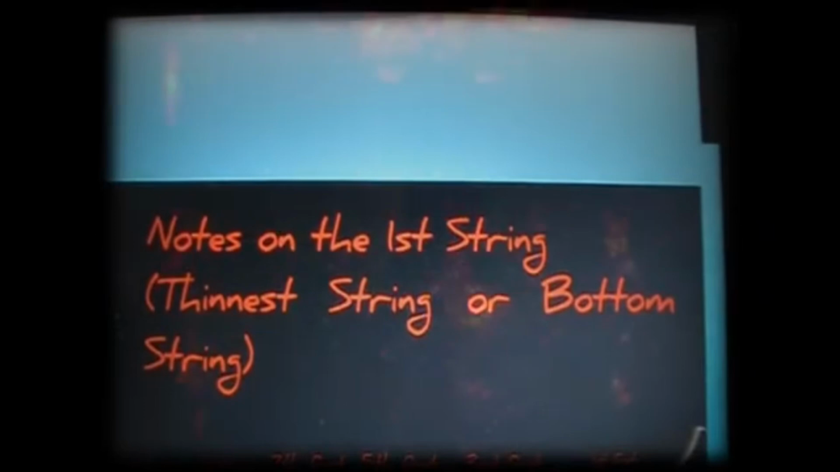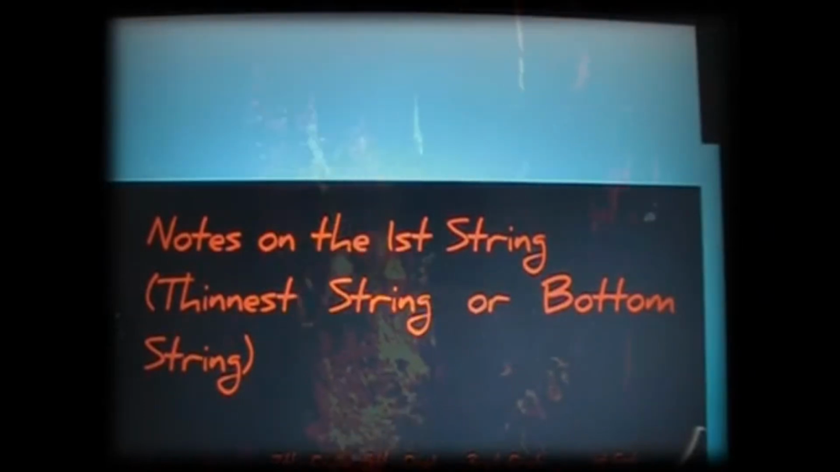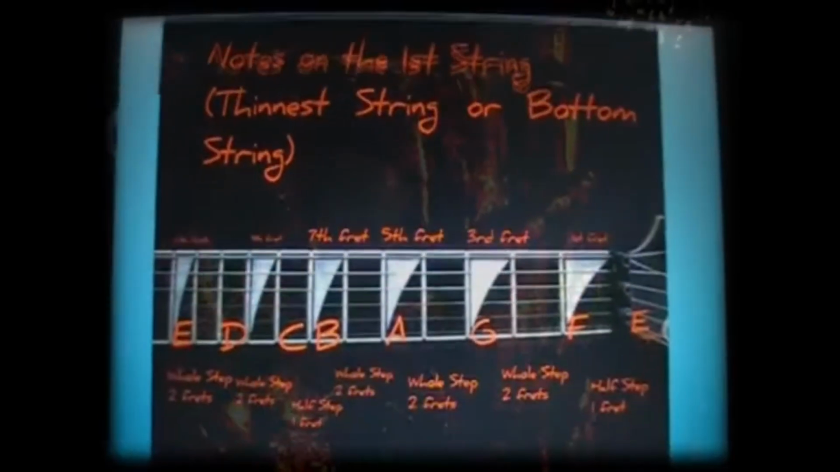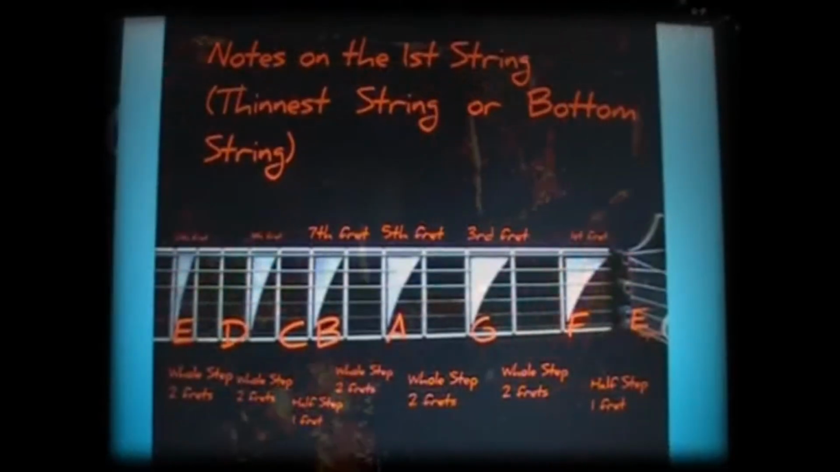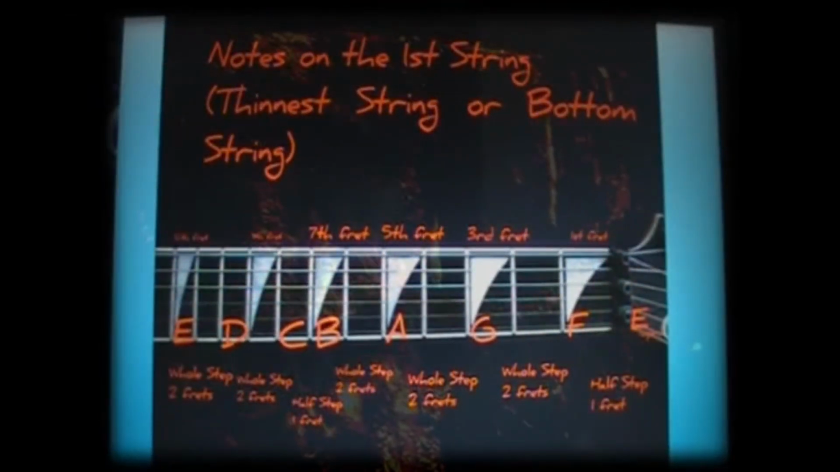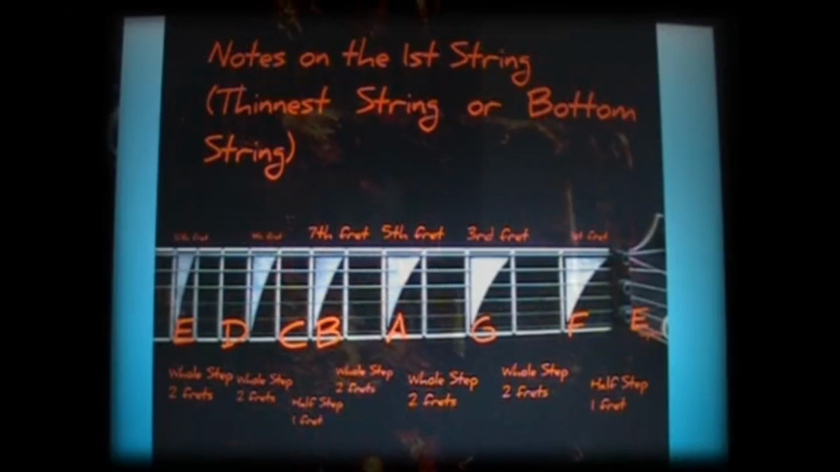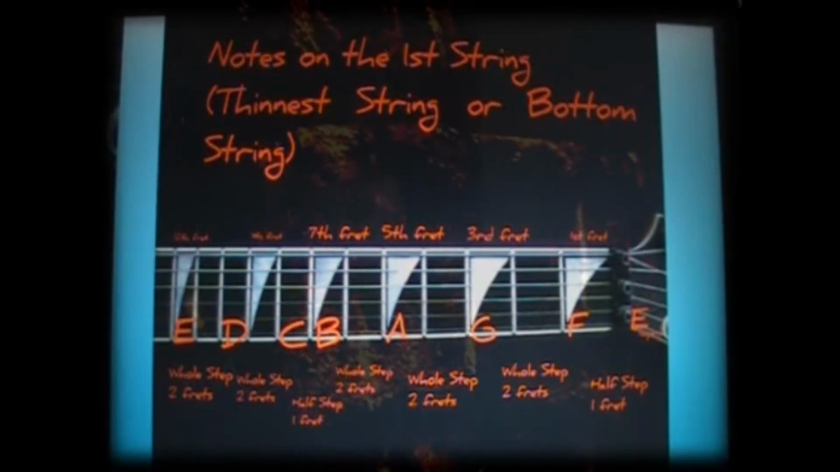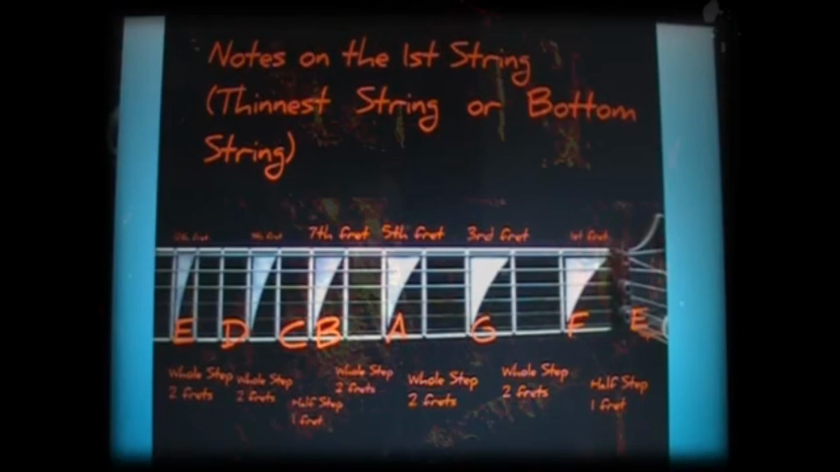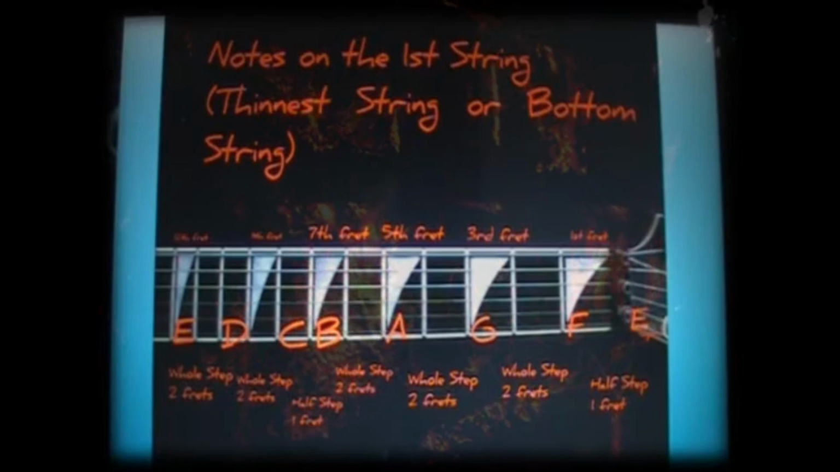Let's look at this closer. Notes on the first string, thinnest string or bottom string. If we look at the pattern, starting with the high E string open, we have E, then at the first fret we have F, then at the 3rd fret we have G, the 5th fret we have A, the 7th fret we have B, the 8th fret we have C, the 10th fret we have D, and the 12th fret we have E once again.